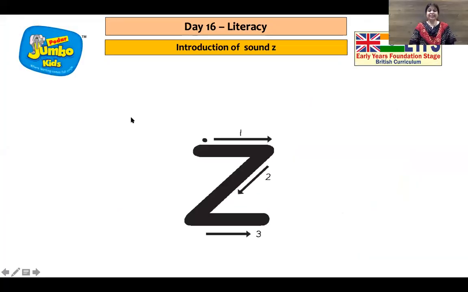And here is the letter Z. So teacher is going to write on the card and you all are going to take your magical fingers and write it in the sky. That means you're going to do the sky writing. So let's begin.